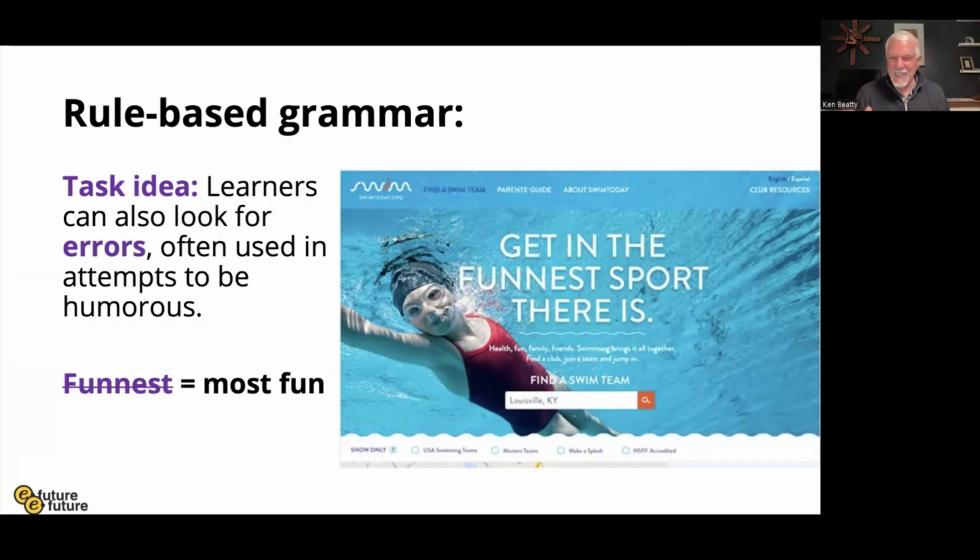But in this one, again, talking about the superlatives, get in the funnest sport there is. Funnest is not a word in English. We should say most fun. But why do they use funnest here? Well, it's a teaching point, but really the reason they use it is because this is something that a child would say. So it's really sort of giving the idea that it's something children would enjoy.